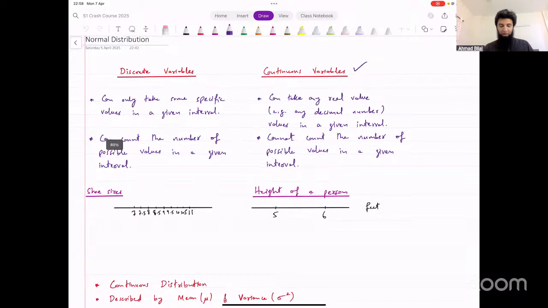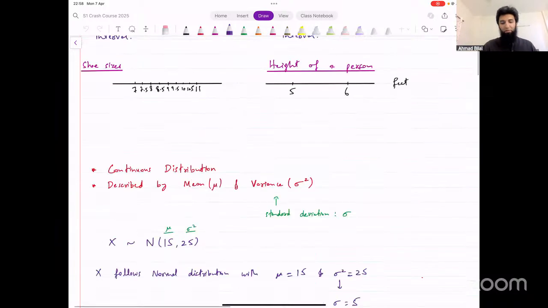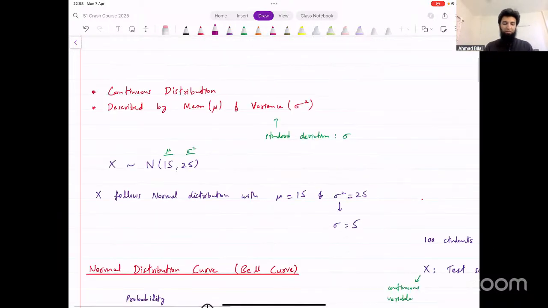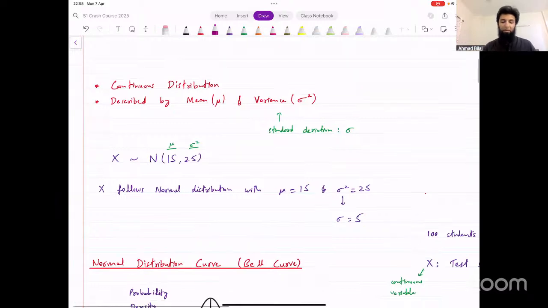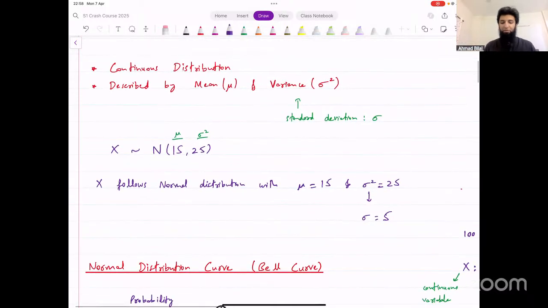So let me quickly remind you about what we did in the last session. We started normal distribution by discussing this fact that it's a continuous distribution. The previous two distributions that we did, binomial and geometric, were both discrete distributions. In continuous distributions, the values of the variables can also be decimals, right? So in normal distribution, you can have decimal values as well. A normal distribution is described by mean and variance.